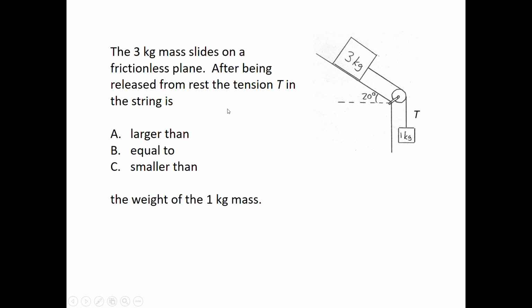The question is, after being released from rest, so it's just accelerating downward and accelerating downward, is the tension in the string, which, it's a massless, frictionless pulley, so we'll assume the tension is the same on both sides, but we're only concerned with the tension in this piece anyway. Is the tension in the string larger than, equal to, or smaller than the weight of this mass? In other words, the gravitational force on this mass.